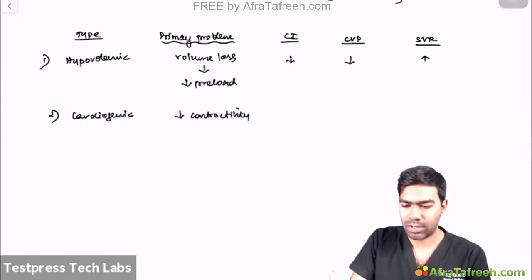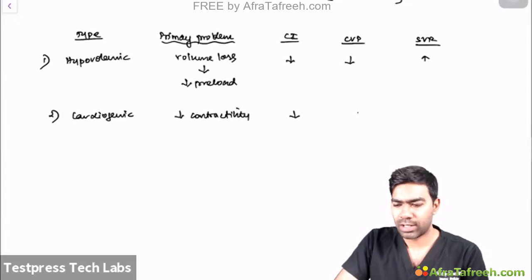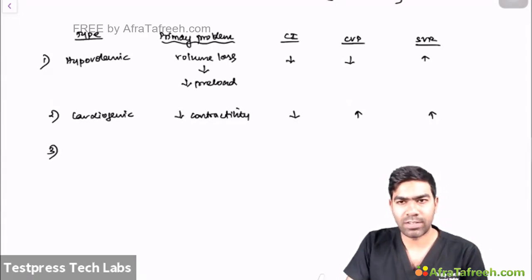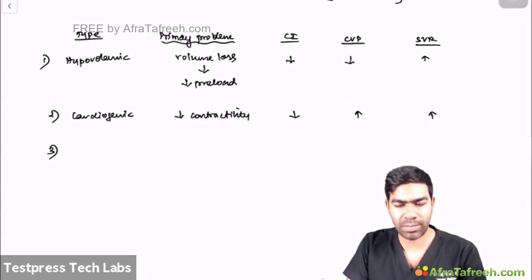That's the problem, where the cardiac index is going to be low again. The CVP will be high. That's the basis. And SVR will once again be high in this situation. And again, remember, all these values are highly variable. I'm giving only the exam-related table.